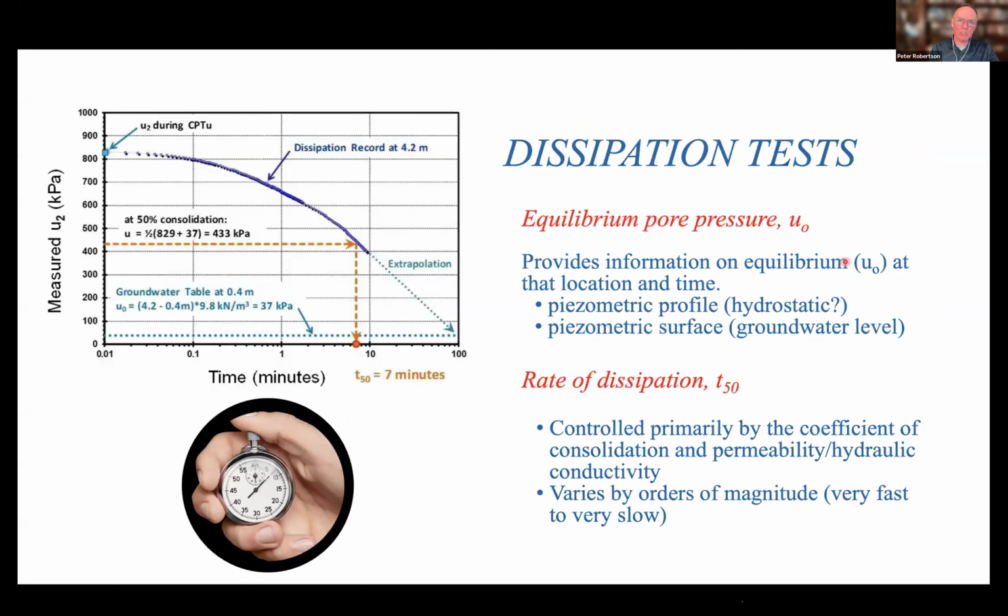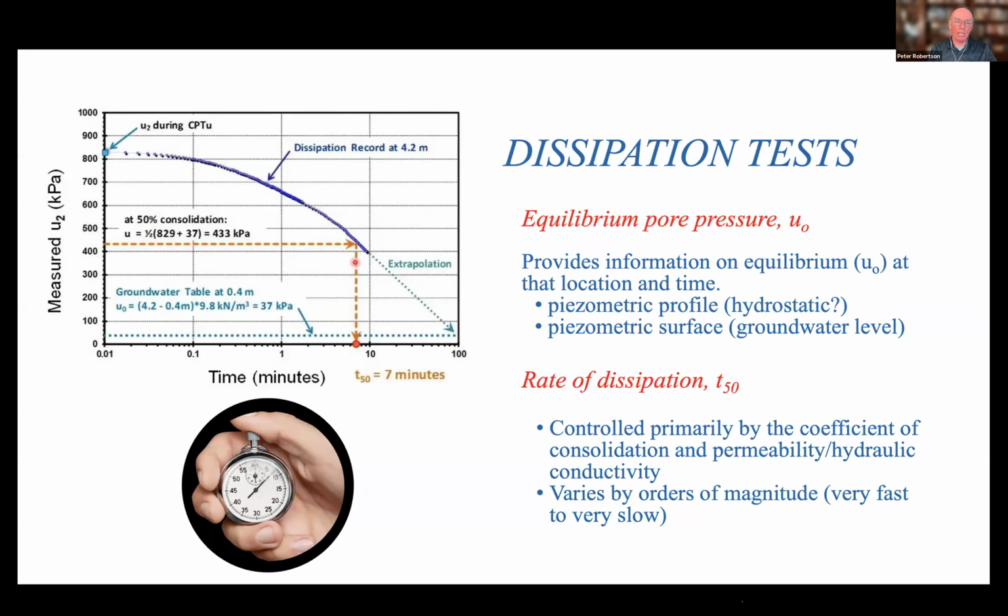And I mentioned dissipation tests. As I said, you can do a dissipation test. So here's the measured pore pressure versus logarithm of time. And so you get this theoretical dissipation. If you want to get T50, what you do is here, the initial pore pressure was about 829 kPa, and U0 was estimated to be about 37 kPa. So halfway between the two is 433. So you come across, and that works out to be 7 minutes. So T50 is 7 minutes.